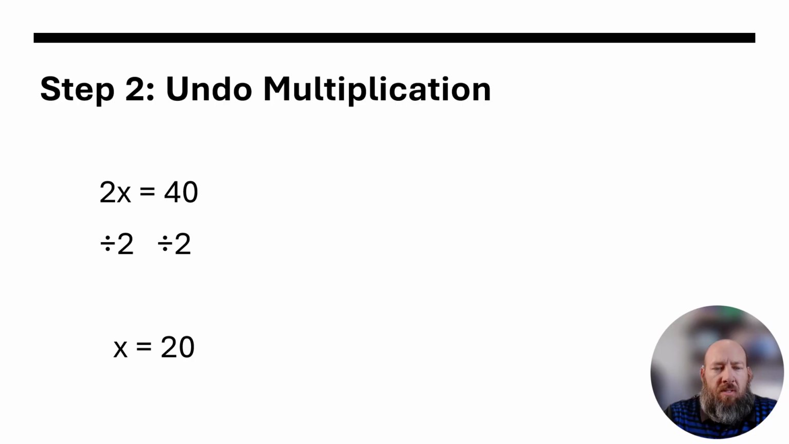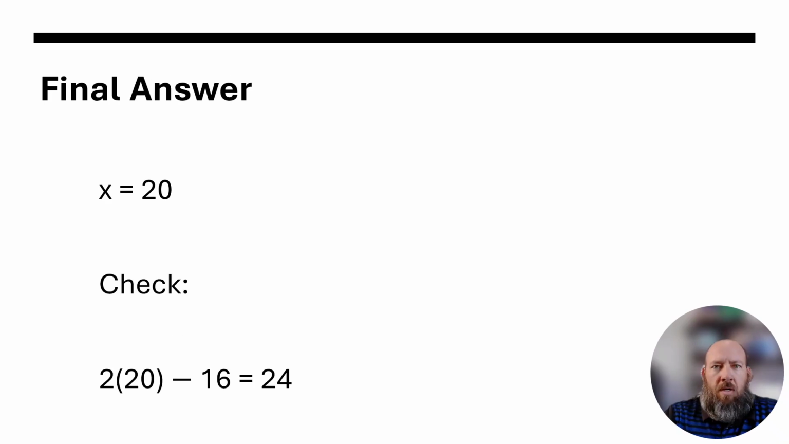So on this slide, we have 2x equals 40. And in order to undo that multiplication with the 2 and the x, we're going to divide by 2 on both sides. So then the 2 cancels out on the left side, and on the right side, 40 divided by 2 equals 20. Therefore, when we rewrite the expression, it says x equals 20. Like I said previously, x equals 20.